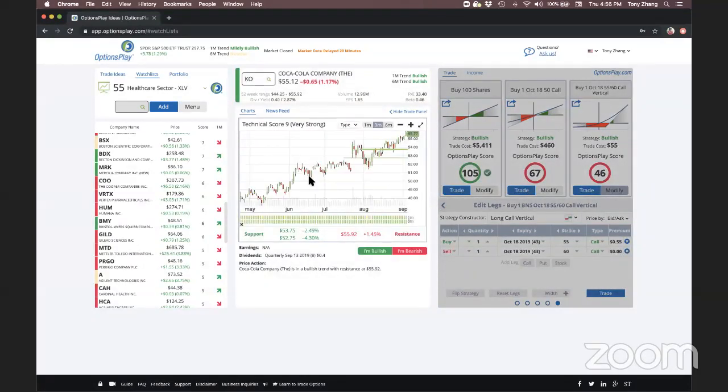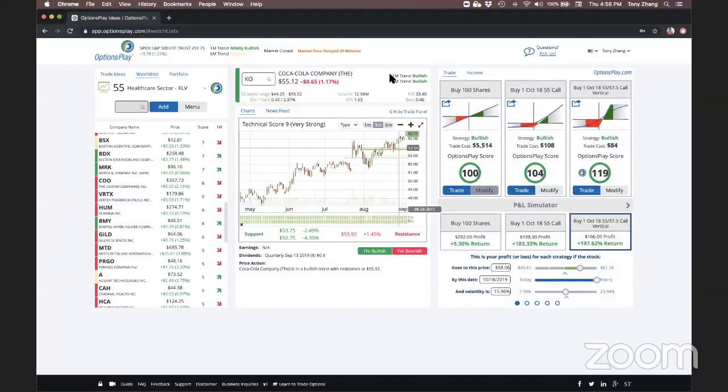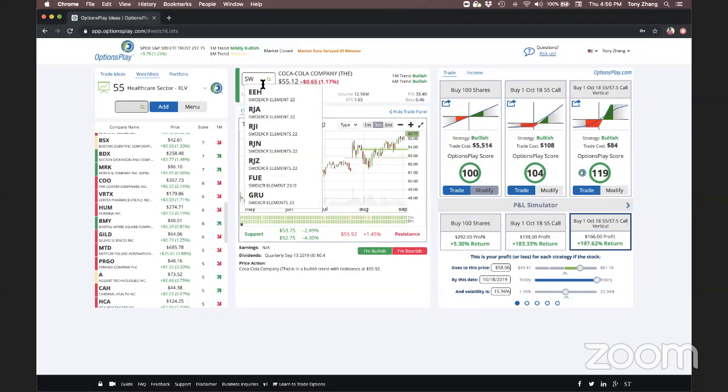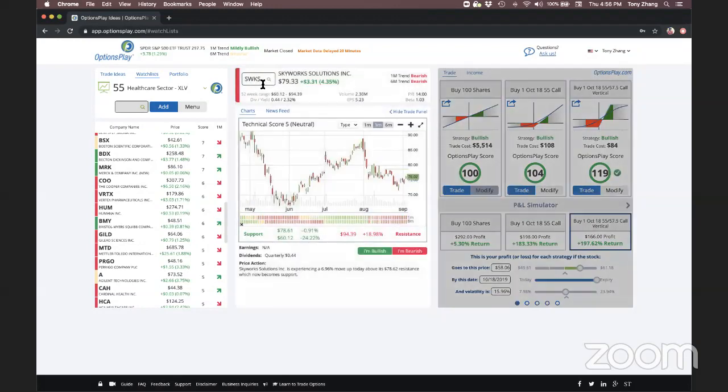Very strong stock, as you can see, relative strength score of 9, and the 1 month and 6 month trend is bullish. Everything points to a bullish opportunity here as it breaks to new 52-week highs. Options play score of 119, very strong score. Notice how it only cost me $84 to make a bullish bet on Coca-Cola versus $5,500 to buy the shares. This is the type of options play that I would typically be looking for.